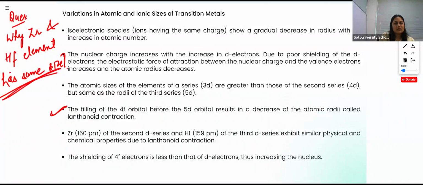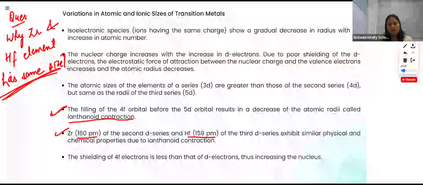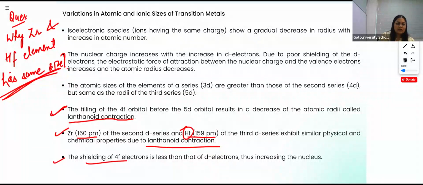The reason for this question is lanthanoid contraction. If you can see here, zirconium has an atomic radius of 160 picometer, and hafnium, which is an element of the 5d series, has 159 picometer. They exhibit the same physical and chemical properties due to lanthanoid contraction. The shielding of 4f electrons is less than that of d electrons. Why? Because it has high nuclear charge and larger atomic size.